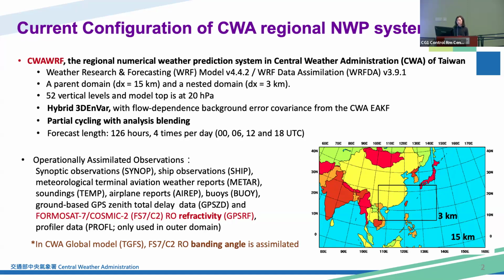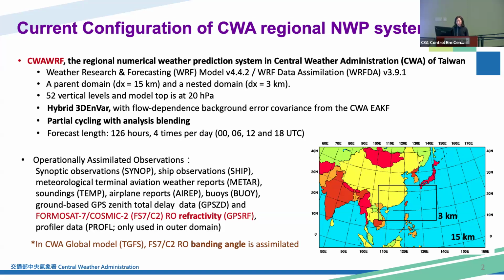This system is based on WRF model version 4.4.2 and WRF data assimilation system version 3.9.1. We run 2 domains. The parent domain is at 15 kilometers and the nested domain is at 3 kilometers. Our model has 52 vertical levels and the model top is at 20 hectopascal. Our data assimilation uses a hybrid 3D-EnVar, and we use partial cycling with an analysis blending data assimilation strategy. We make our forecast 4 times per day, and every forecast is about 5 days long.